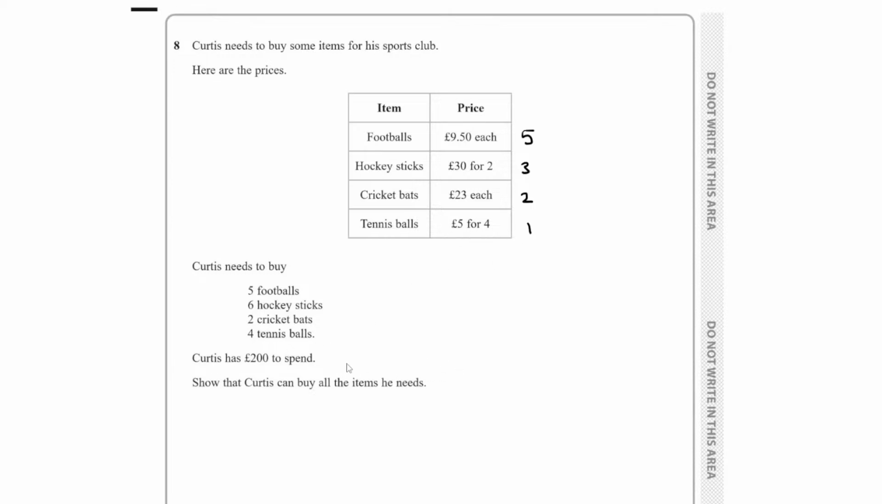Curtis has £200 to spend. Show that Curtis can buy all of the items. So the footballs and the cricket bats, I guess, are probably the easiest ones to look at, aren't they? Because they've just given us the price for 1 football and for 1 cricket bat. So the footballs would be 5 times £9.50.